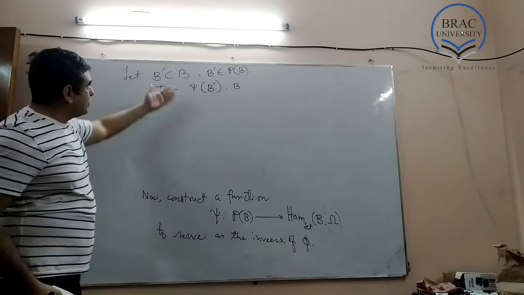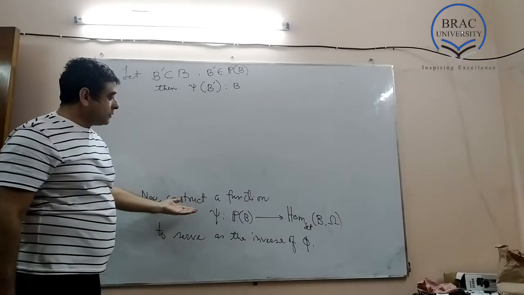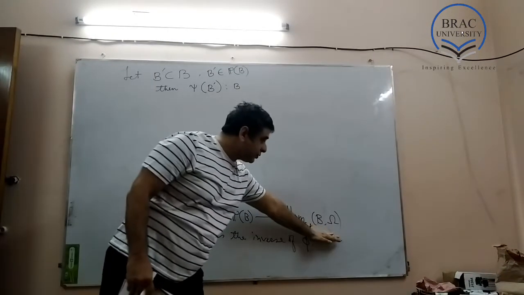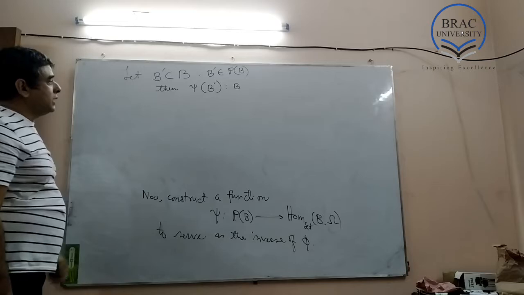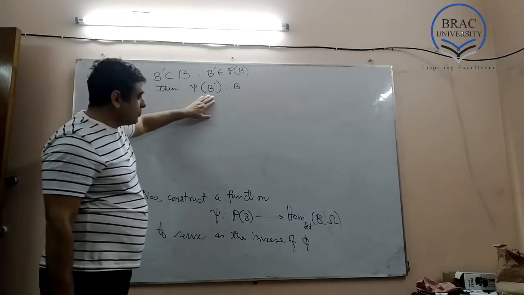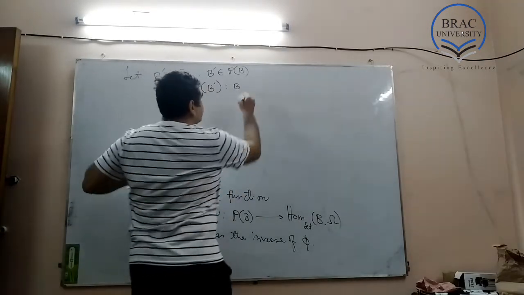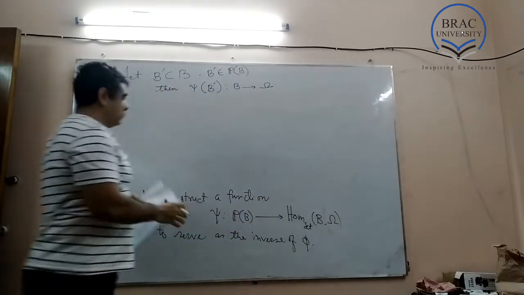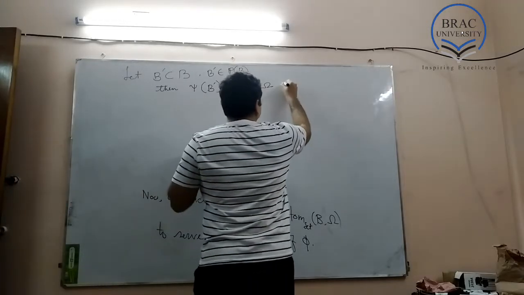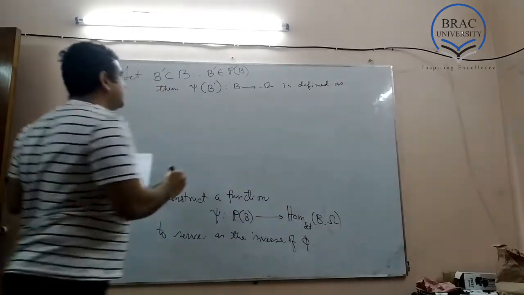So this is an element from the domain of this map psi, and after the action of psi on B prime, we expect it to be an element here in this Hom set, right? So psi acting on B prime will be an element here. In other words, it will be a map from B to omega. And this is defined in exactly the same way we define the characteristic function, which we'll do later.